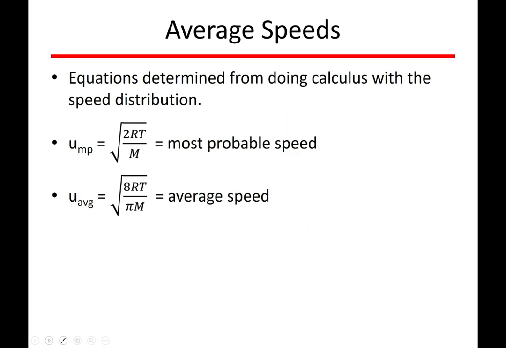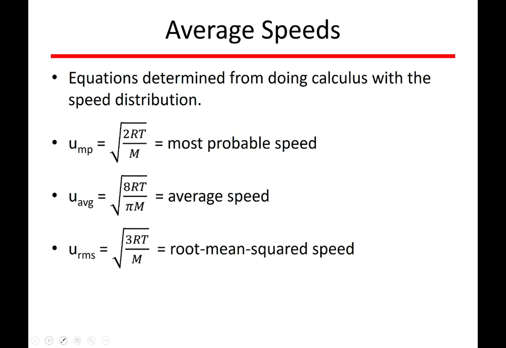The average speed is calculated by taking the square root of 8RT divided by pi and the molar mass of the gas. A third way that you can measure the speed or calculate the speed of a gas is by calculating what's called the root mean squared speed, or the RMS speed. And this is a weighted average speed.